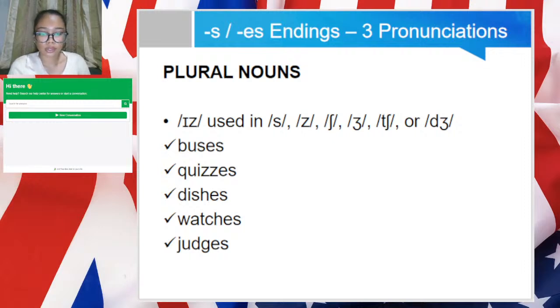Just like with the ed suffix, you should pay attention to the final sound of the base word. So unvoiced sounds, except the hissy ones, get an s sound. I'm sorry for that. I stand corrected. That is the s sound. Voiced sounds and vowels get a z sound, and then those hissy sounds get an extra "iz" syllable, and then you write it as es.